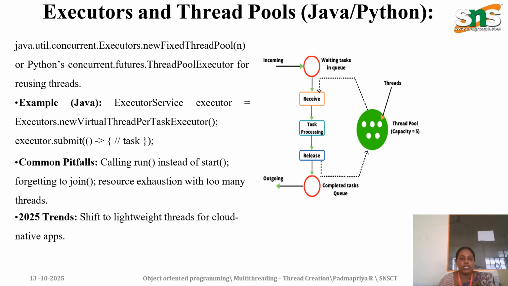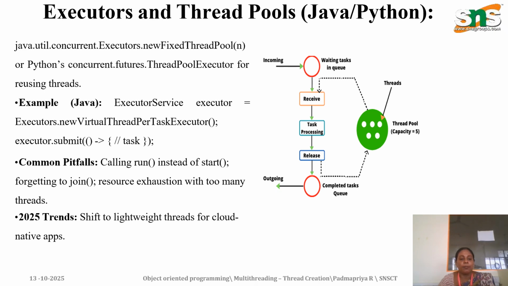So the executors and thread pools: Java util.concurrent Executors.newFixedThreadPool, or Python's concurrent.futures ThreadPoolExecutor, for reusing threads. So for example, ExecutorService executor = Executors.newVirtualThreadPerTaskExecutor.